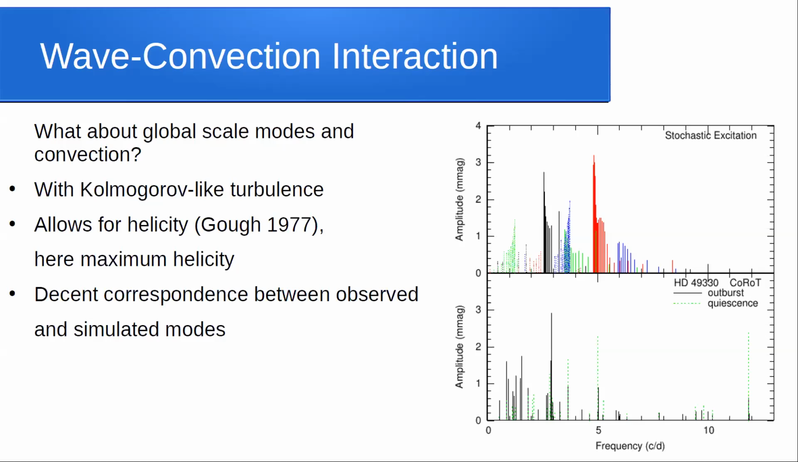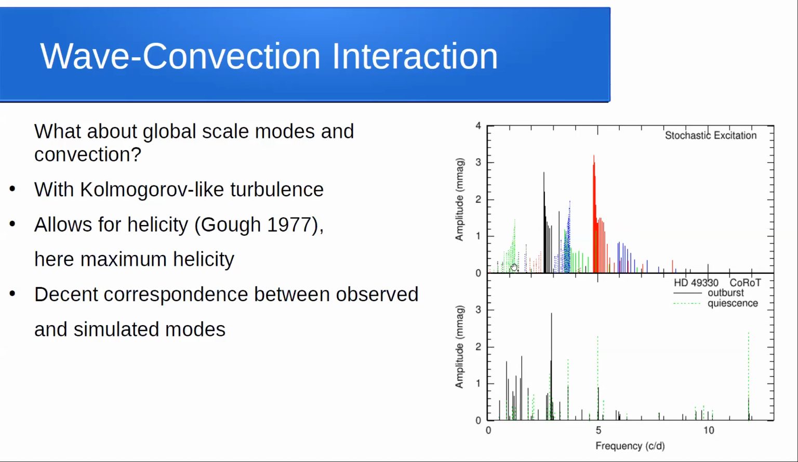So what we're looking at, as we saw earlier, is the expected amplitude in millimags for a structure that we think is appropriate for HD 49330. We looked both at 1D and 2D stellar structures. This one is computed for the 2D stellar structure, I believe. So these are the simulated frequency spectra.